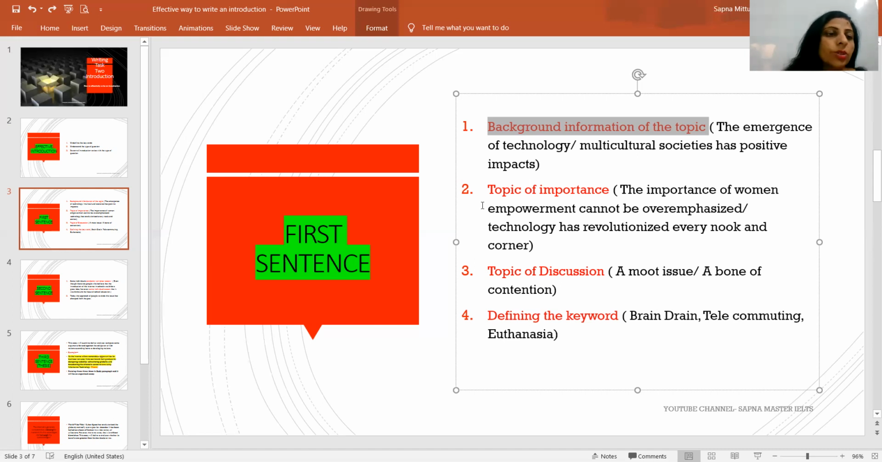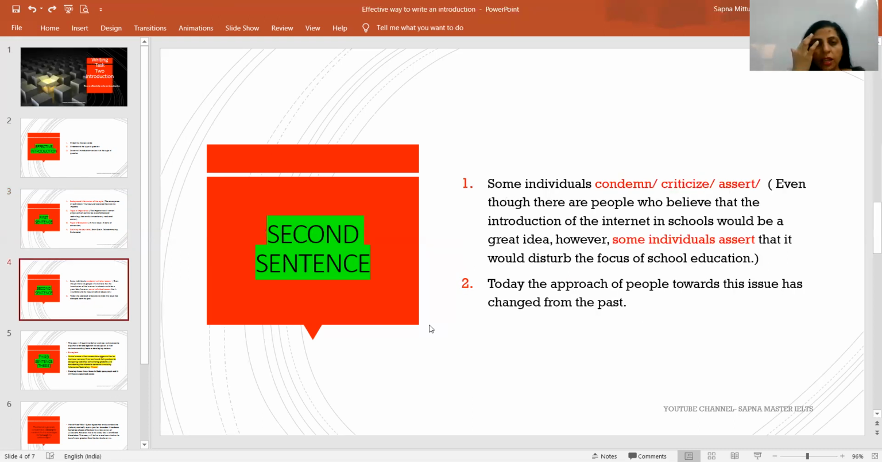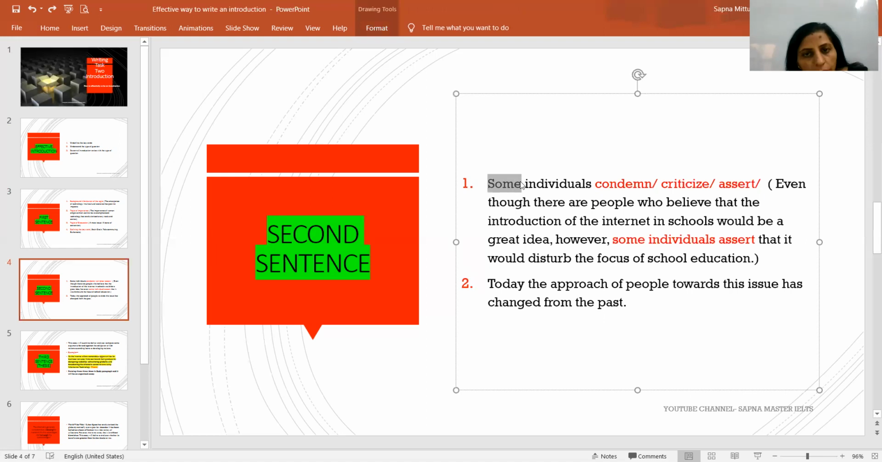Now, moving ahead to the second sentence, how do we write the second sentence of writing task 2? Suppose the question is: some people opine that cell phones should be banned in schools and colleges. Other people are against this view. What do you think, or to what extent do you agree? They have started with some people. So in the second line, you can also use some individuals, or many of the individuals, or a large part of the individuals, or maximum people, they condemn, or they criticize, or they assert.